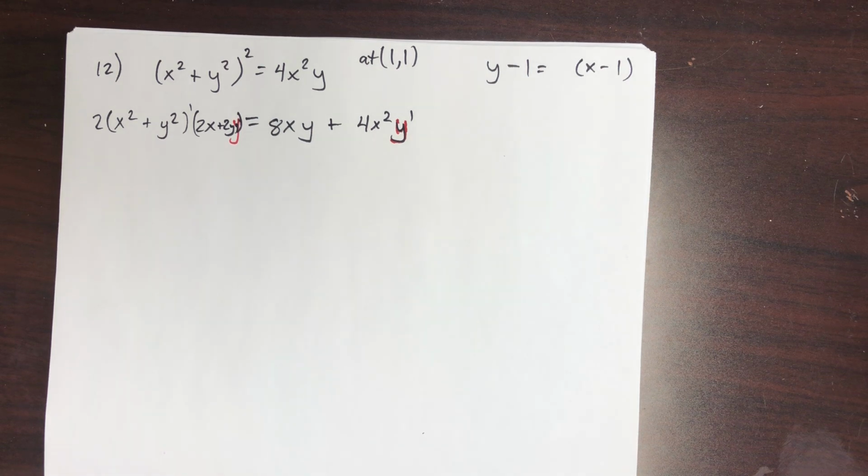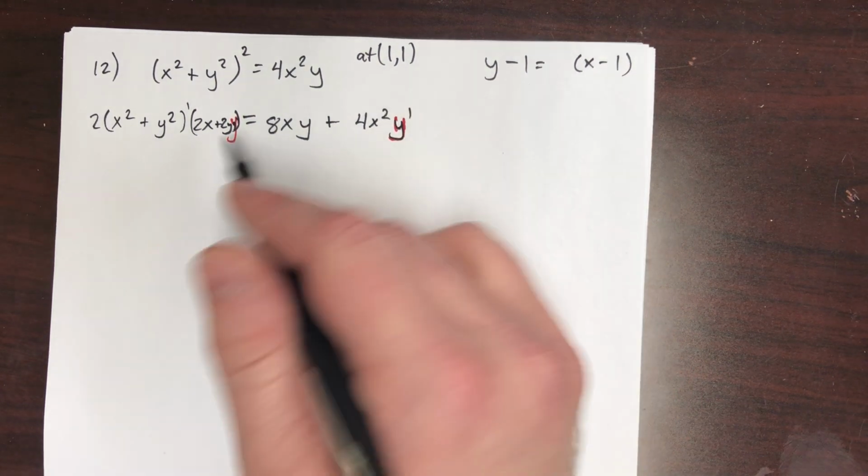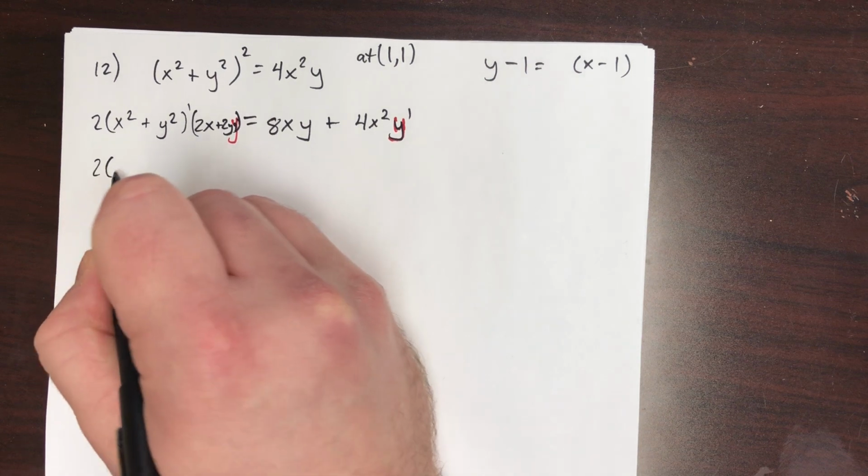So again, we could go through and completely solve this for y prime. And when I say that, I'm pretty sure we can. It's going to be a little bit of a slog to get through. Instead, we know x and y are both 1. Why don't we just plug them in?